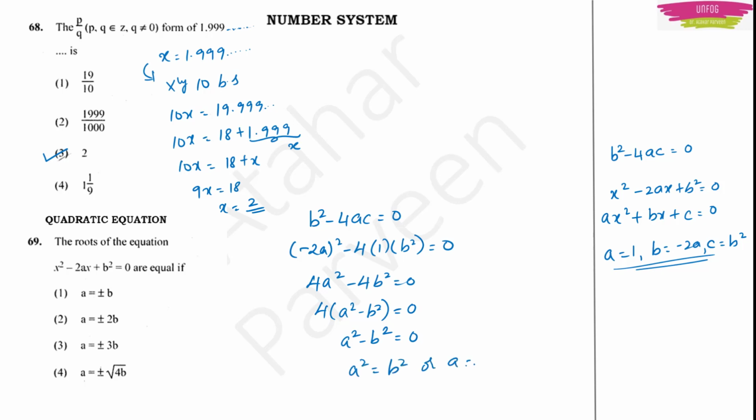or a will be equal to plus or minus square root of b square. Because the square will go to the right hand side, you will write the square root over b square and then the signs will become plus or minus. Then a will be equal to plus or minus b. Okay, so this will be the condition. So option 1 should be the right answer.